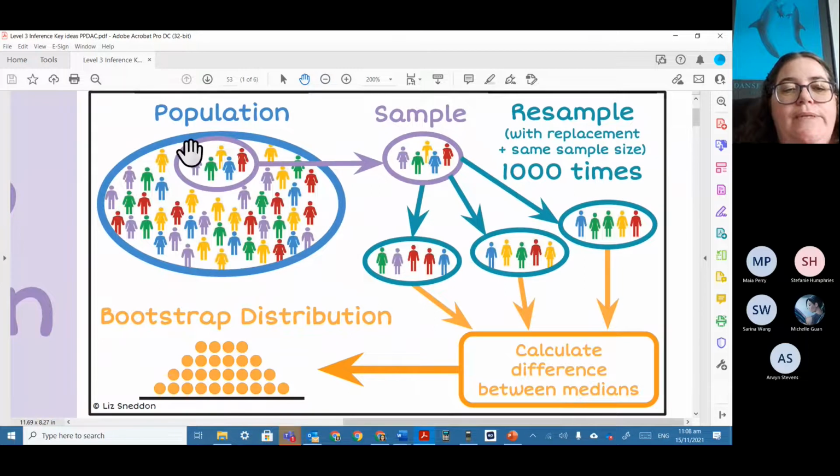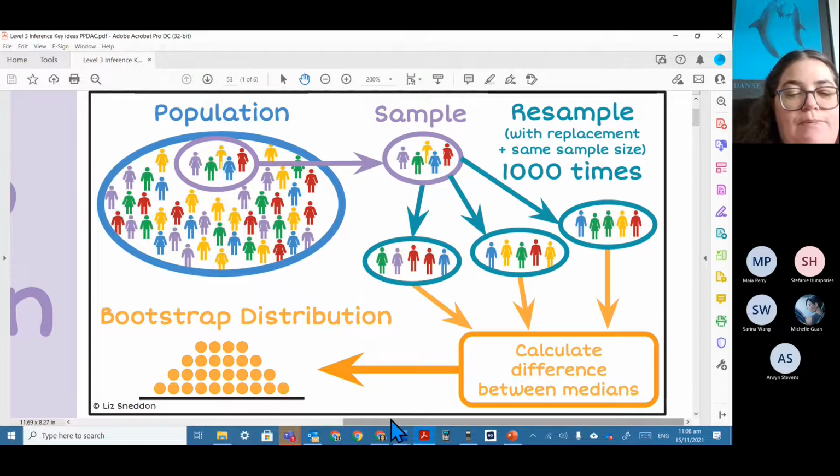So the key idea is we take a sample from our population and we take as much sample size as we can afford with the time and money we have available. So we take our biggest sample that we can get. But now what we want to do is use that data more effectively. And so what we make the computer go and do is resample 1,000 times. So it creates 1,000 new samples from our sample. And then it calculates the difference between the medians for each of those and plots that bootstrap distribution graph.